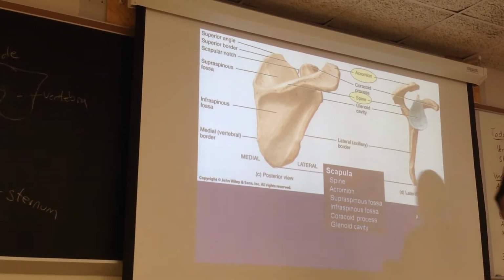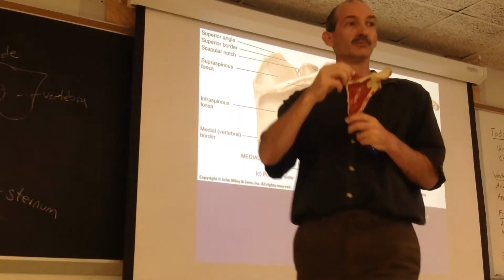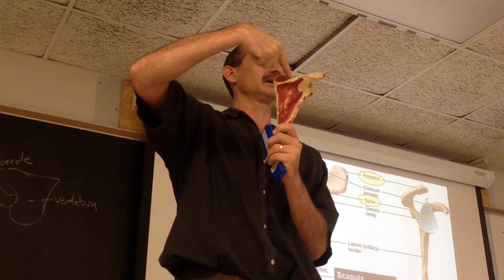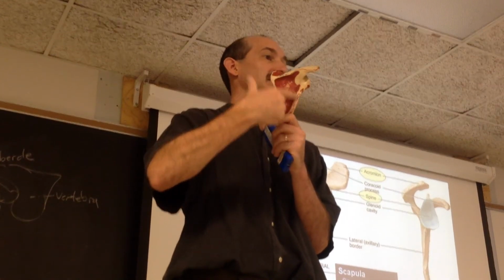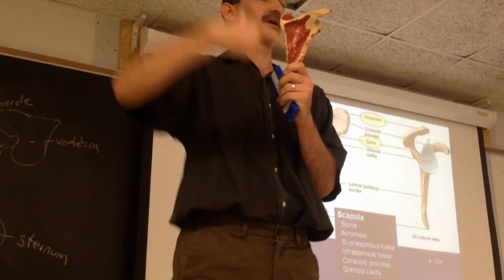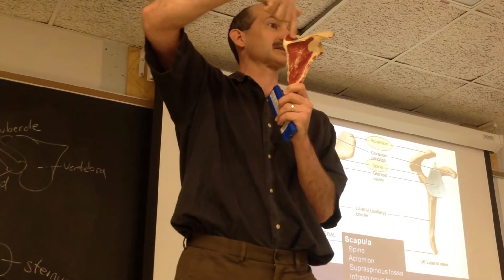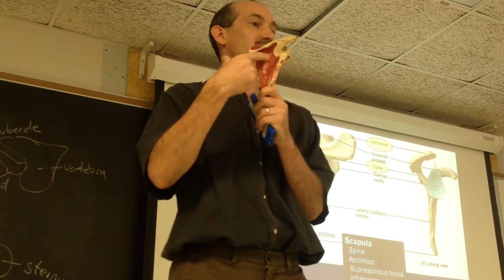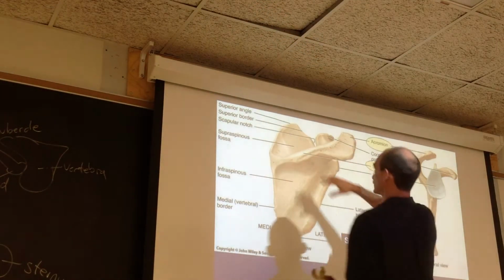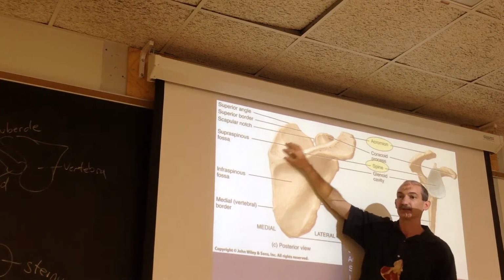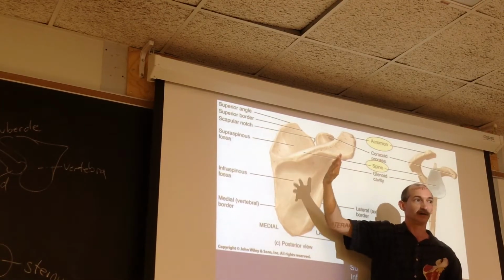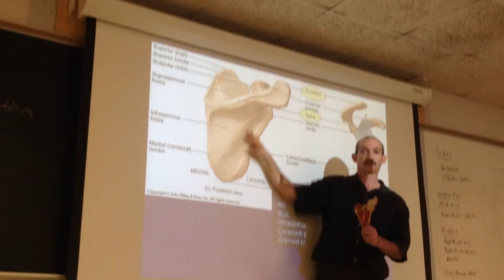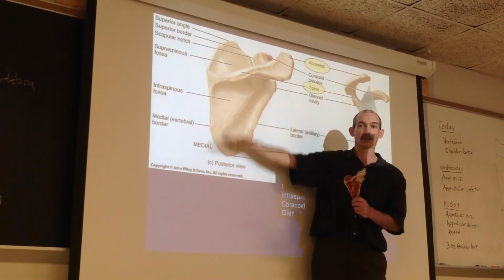The spine is an important landmark because it identifies two more fossae, two more shallow depressions. There's one above the spine and one below the spine. They have the appropriately described names: supraspinous fossa, above the spine; infraspinous fossa, below the spine. So what we see here is the supraspinous fossa above the spine. Supra means above, higher than. Infraspinous fossa down here, below the spine. Infra meaning below, underneath.